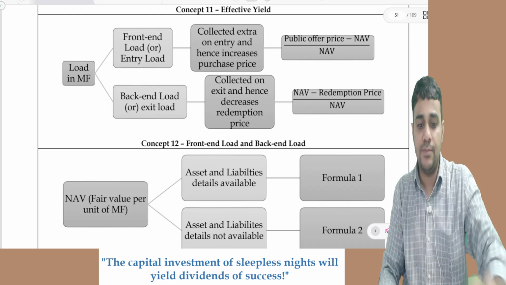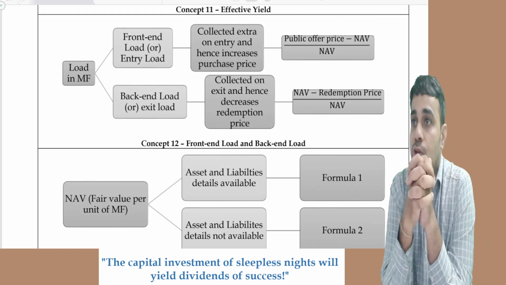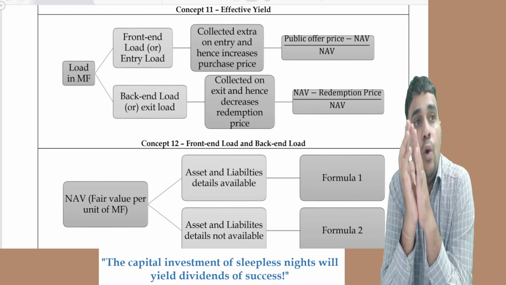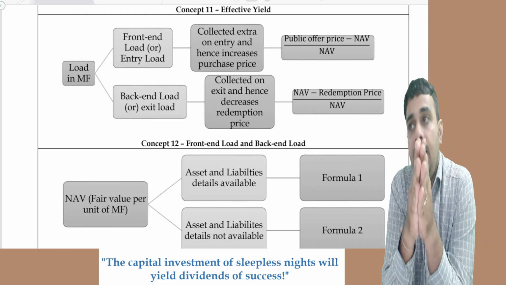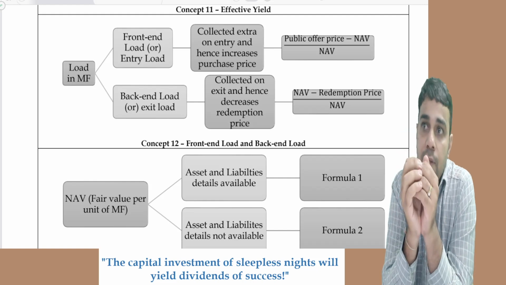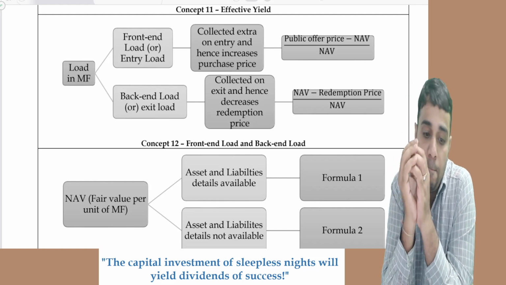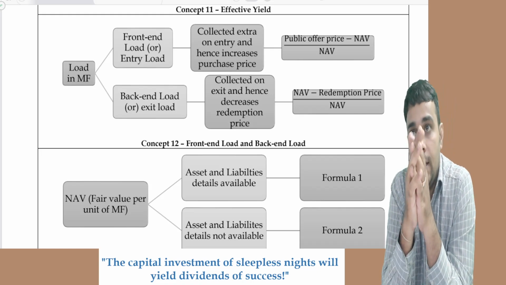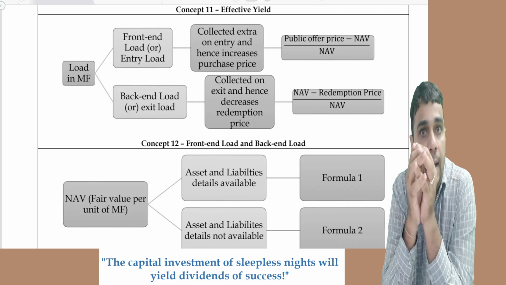Okay, next comes concept 12, which is called load in mutual fund. There are two types of load in mutual fund: front end load, another name for which is entry load; and back end load, another name for which is exit load. There is an entry load and an exit load.